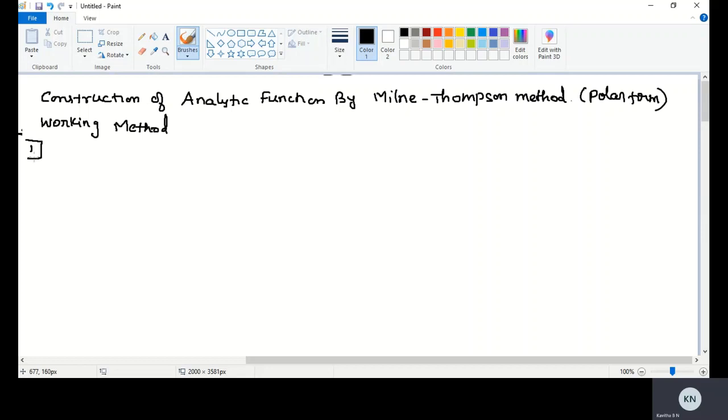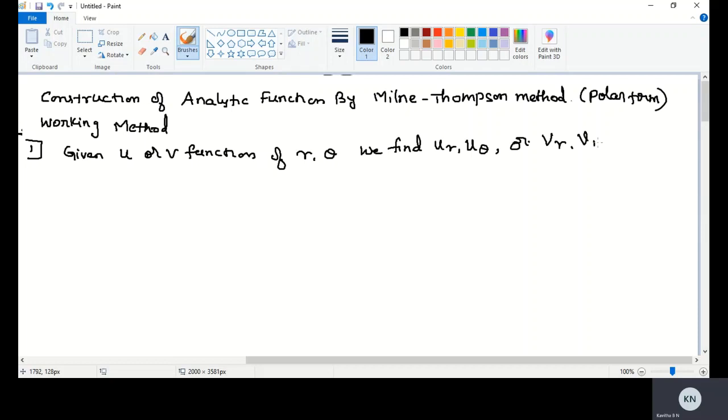First, given u or v, a function of r comma theta. If u is given, it's a function of r comma theta. We need to find ur and u theta. And also, if v is given, that time we need to find Vr and V theta.